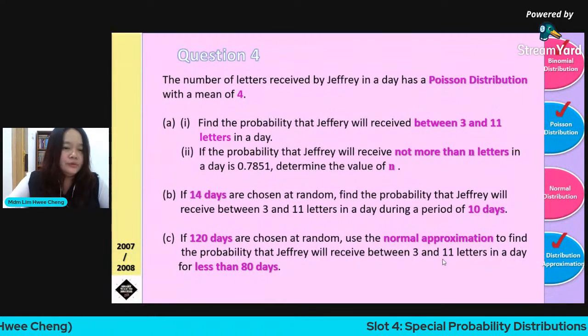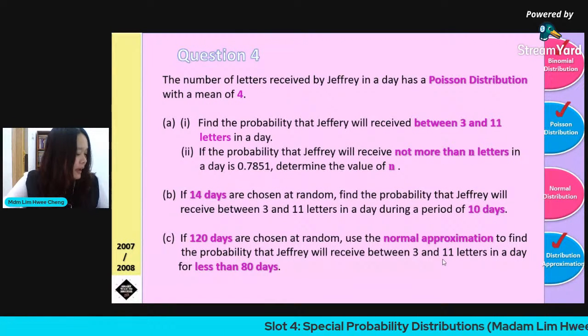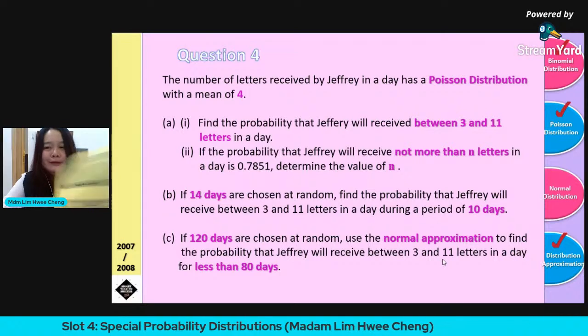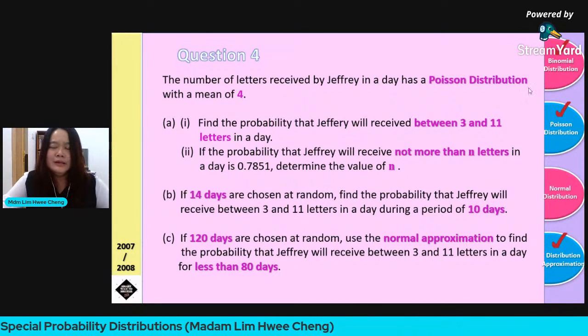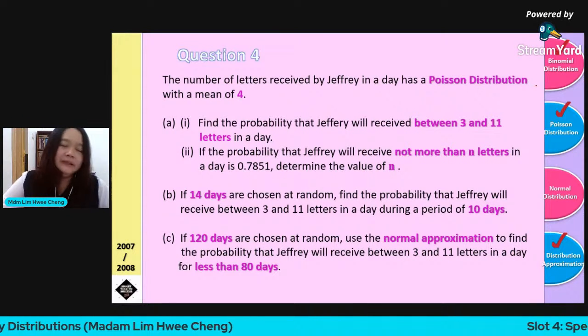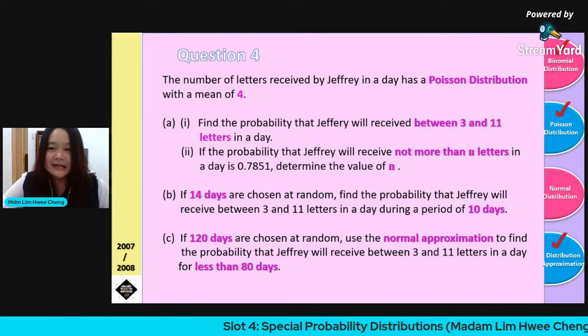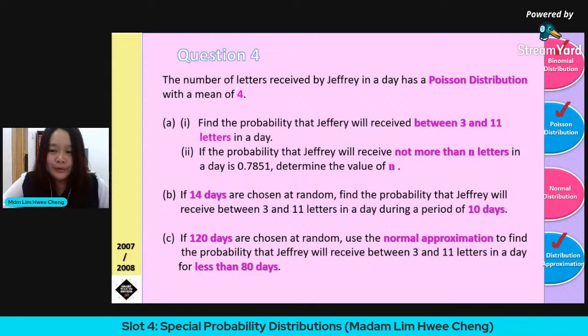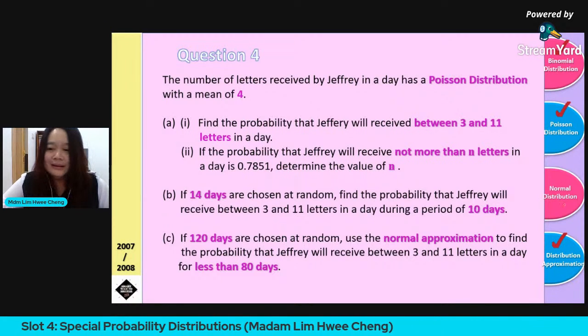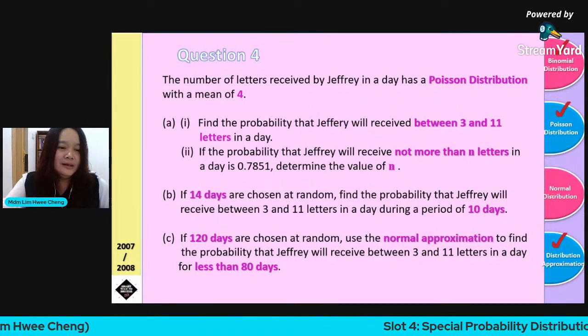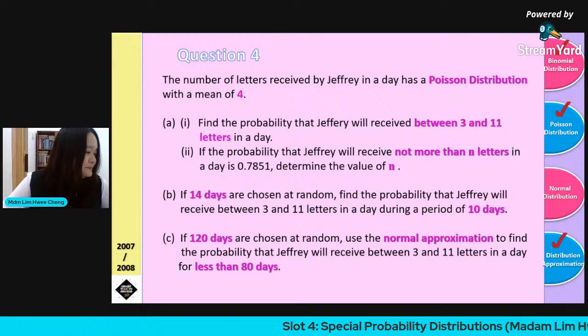Okay, we proceed to question number 4. I picked this question from the year 2007. I like this question more because you will see that in one question, they will ask 3 distributions. Nampak? Dia akan tanya tiga sekali. Binomial, Poisson, and distribution approximations. Okay, how we answer this? Sekarang ini sangat interesting, ini pada 2007.